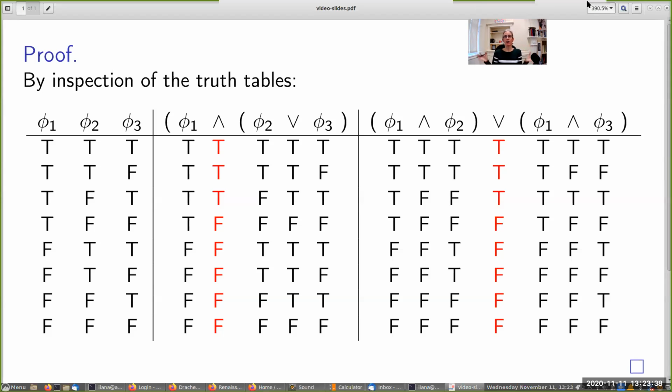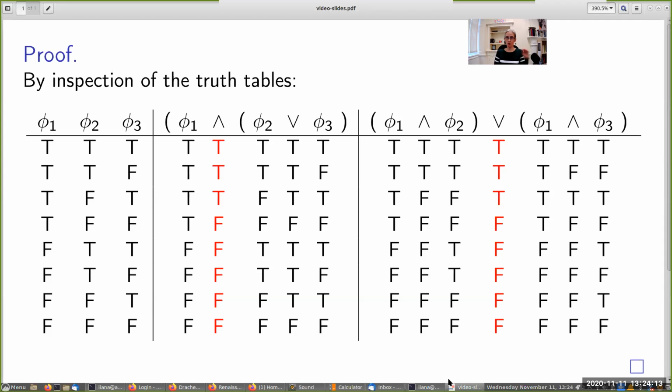Here we have the proof that phi1 and (phi2 or phi3) is semantically equivalent to (phi1 and phi2) or (phi1 and phi3) by inspection of the truth tables. And all I mean by that is you draw out the full table and you look at the column underneath the main connective, which I've conveniently highlighted in red for you. So the first 3 lines of the table make the sentence true, both of them, and the last 5 make it false. So this is all you need to do to show that they are semantically equivalent.